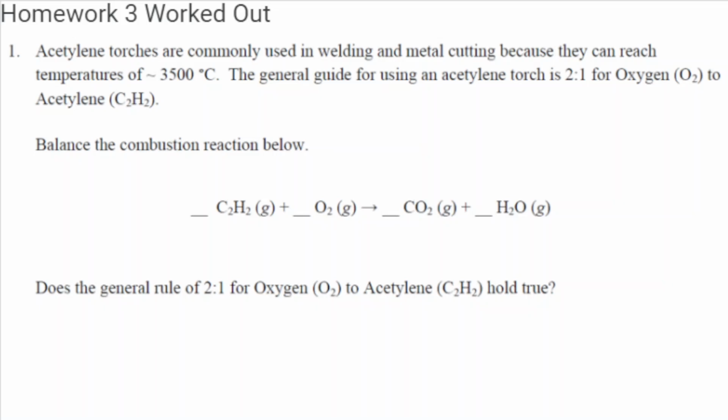So the question states, acetylene torches are commonly used in welding and metal cutting because they can reach temperatures of about 3,500 degrees Celsius. The general guide for using an acetylene torch is a 2-to-1 ratio for oxygen to acetylene. Balance the combustion reaction below, and it gives the reaction. And then, does this general rule of 2-to-1 for oxygen to acetylene hold true?